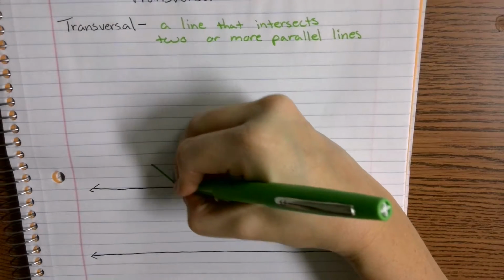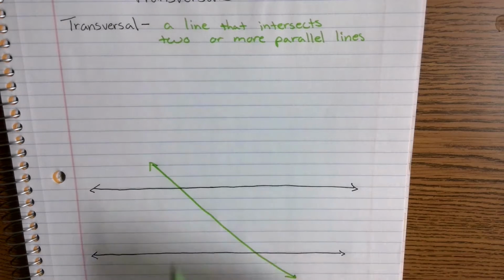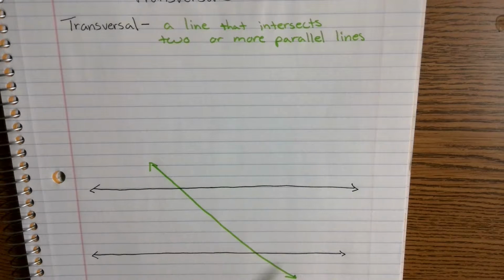Something like this. So this right here in the green is the transversal line.